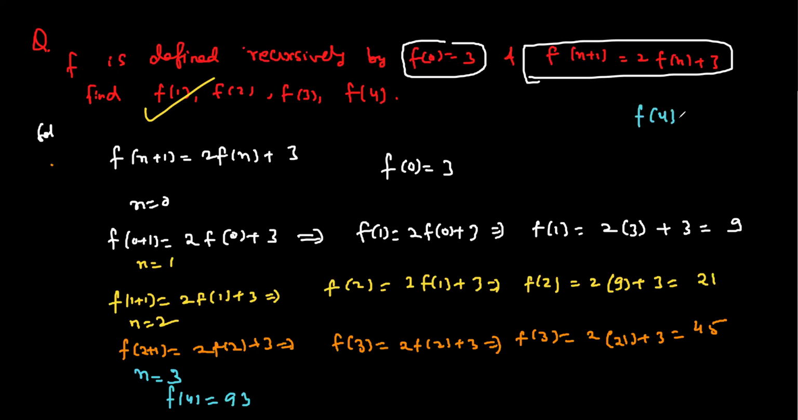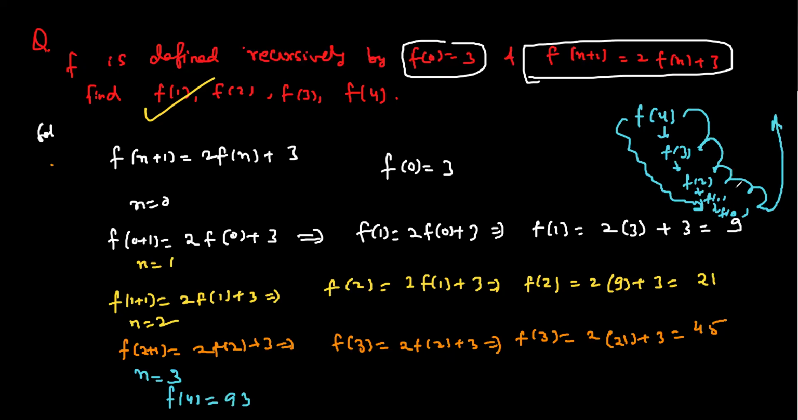So you can see an observation: f of 4 depends on f of 3. f of 3 depends on f of 2. f of 2 depends on f of 1. f of 1 depends on f of 0. This is called a recursive function. Recursive means the current value depends on the previous value. The previous value depends on its own previous value, right? And recursively, you will reduce and you will get the initial value. This is called the initial value. Initial value means some conditions are given.